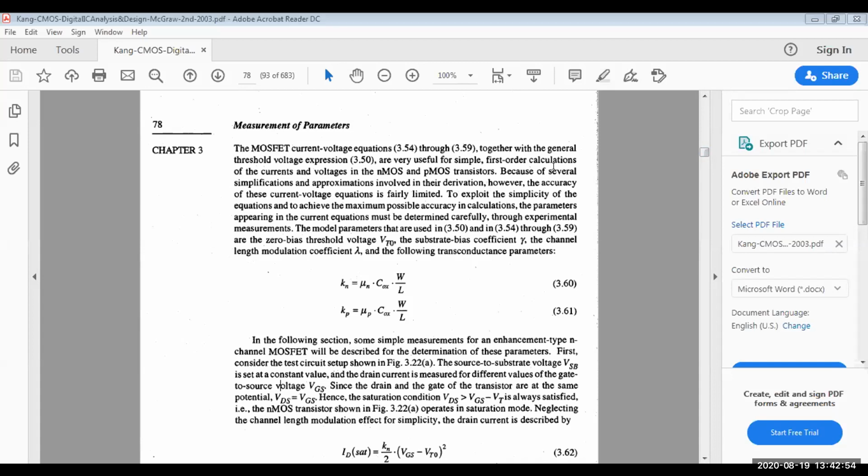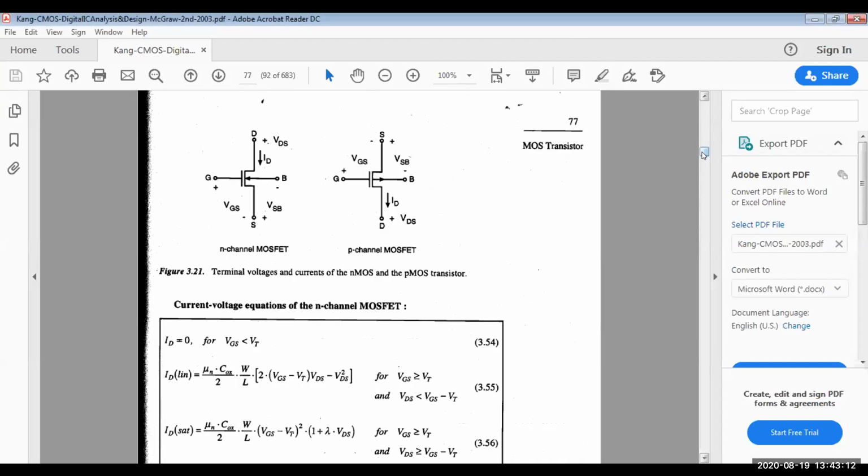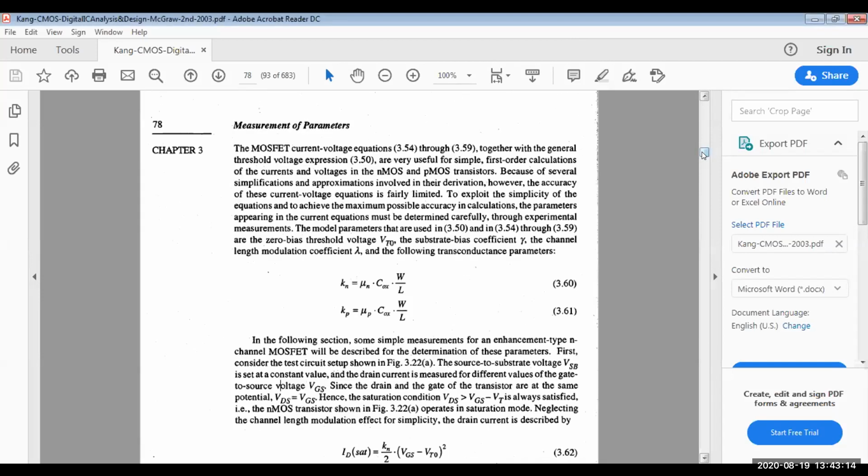So, there are five parameters which are needed for MOSFET. These parameters are the physical parameters and the electrical parameters by which we can know the properties of the MOSFET. So, the first parameter is gain. So, what is this gain? You can see it on the screen.